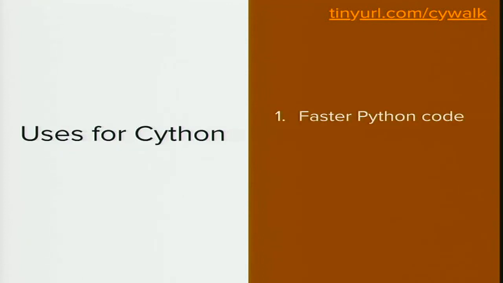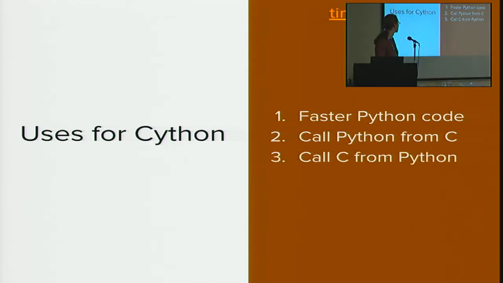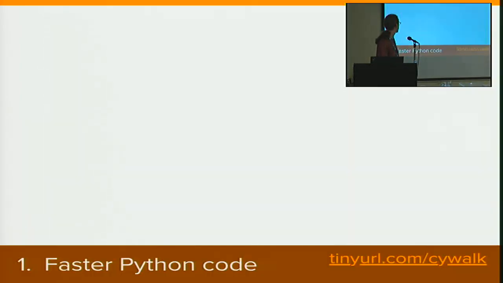There's 3 use cases for Cython that we're going to have a look at in this talk. The first one is to speed up existing Python code. The second one is to call Python from a C program. And the third is to do the opposite, call C from a Python program. So let's have a look at the first one.